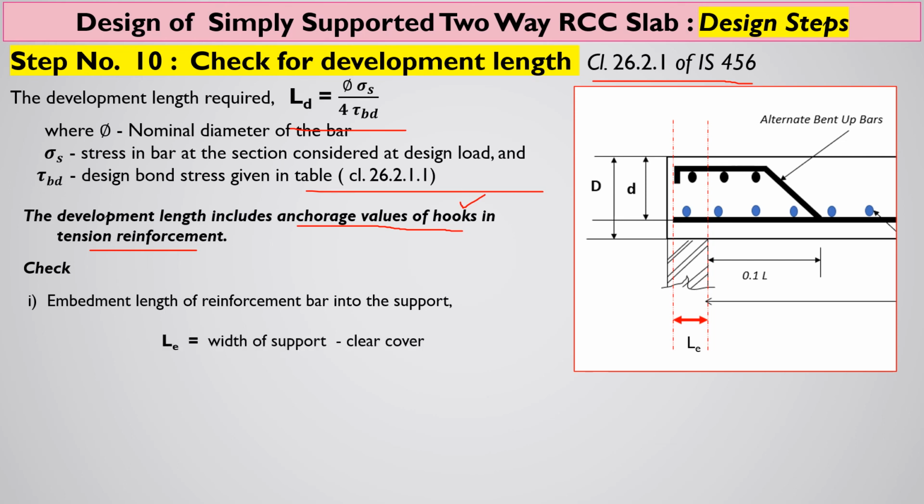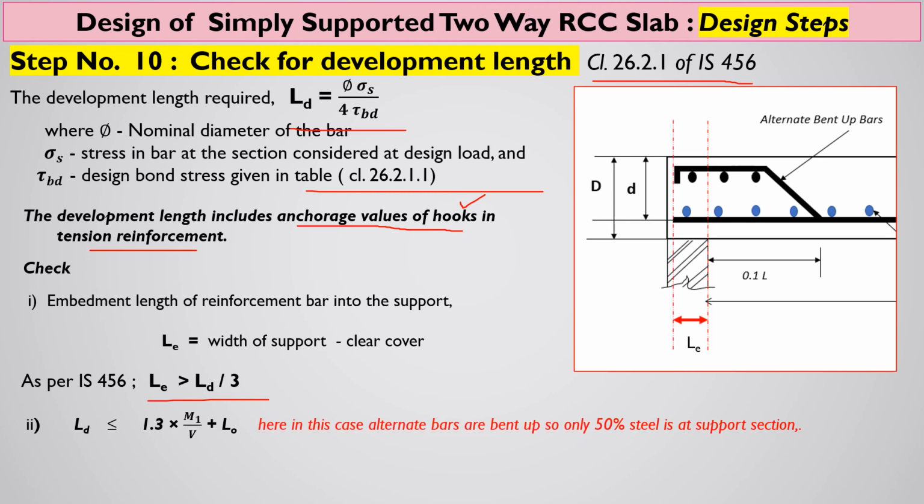And this formula you can take into calculation: LE is the width of the support minus clear cover as per the codal requirement. And as per IS 456, this LE value must be greater than LD by 3. And LD, the development length, you have to check whether it is less than 1.3 M1 upon V plus L naught. Here again, since we are providing alternate bars as bent up bars, we can take the M1 value equal to 50% of the M1 value which we calculated at the mid of the slab.